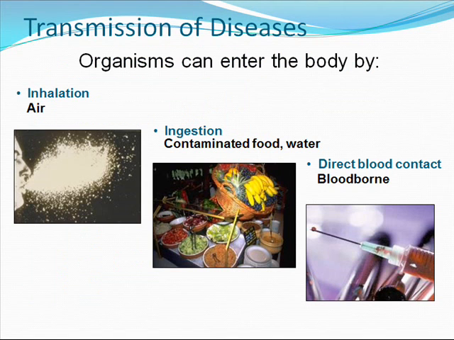Transmission of diseases. Organisms can enter the body by inhalation, through the air; ingestion, through contaminated food or water; or direct blood contact, bloodborne. Ingestion: the pathogen is ingested, usually through contaminated hands or food. For example, in food-borne outbreaks of hepatitis A, the virus is shed in the feces of an infected restaurant worker who does not wash his or her hands properly after going to the restroom. It then spreads the virus by handling or preparing uncooked foods or touching the food after it's cooked.